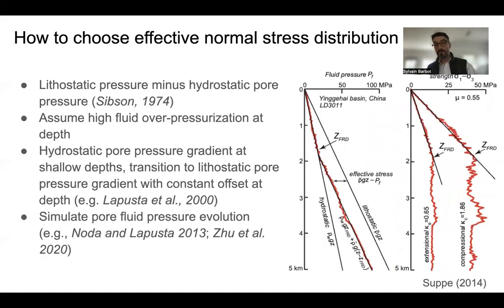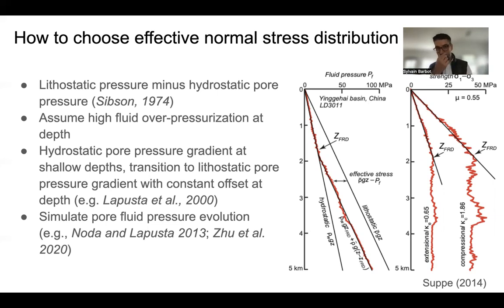The distribution of normal stress is also complex and controversial and very much discussed. So there are many ways that we can choose the distribution of normal stress for a fault. We can consider the difference between hydrostatic and lithostatic stresses, but that gives rise to tremendous stresses. And if normal friction laws under normal conditions are applied, this leads to very large stress drops that is unrealistic.